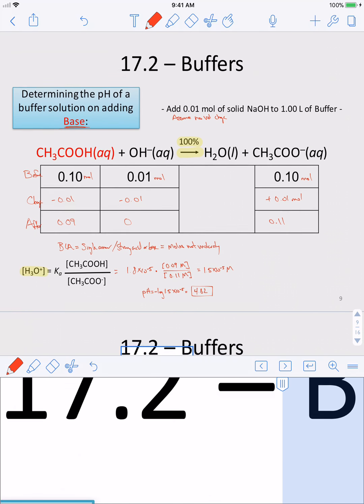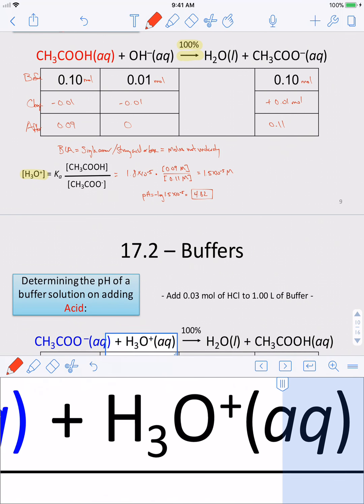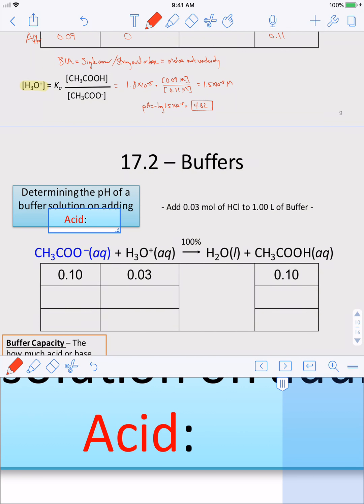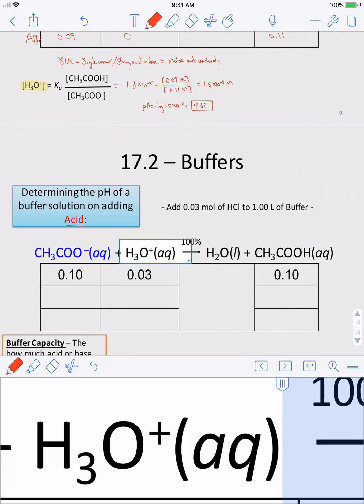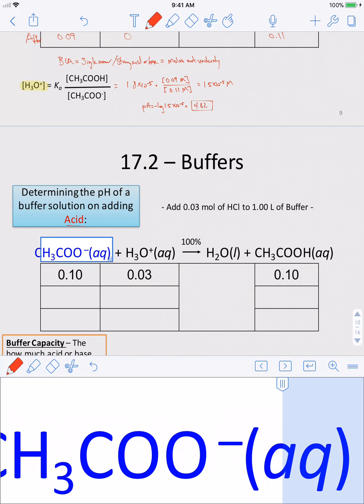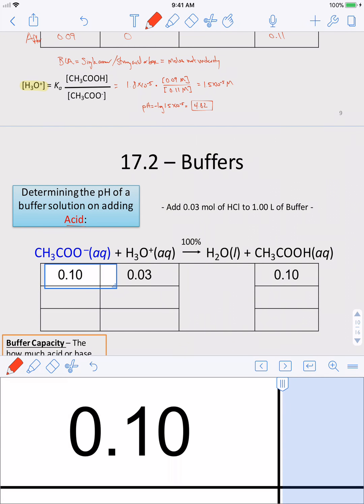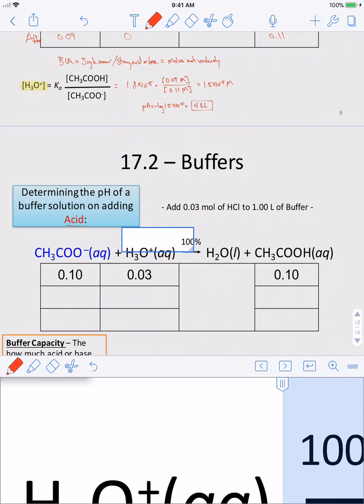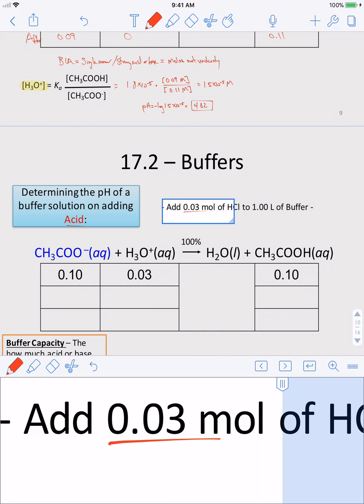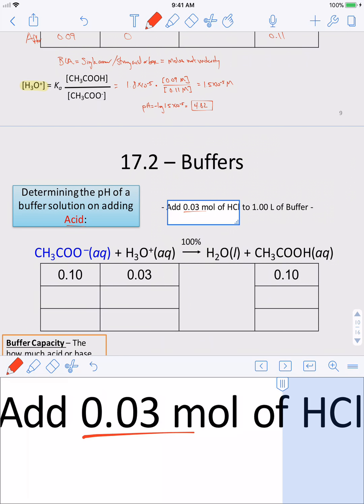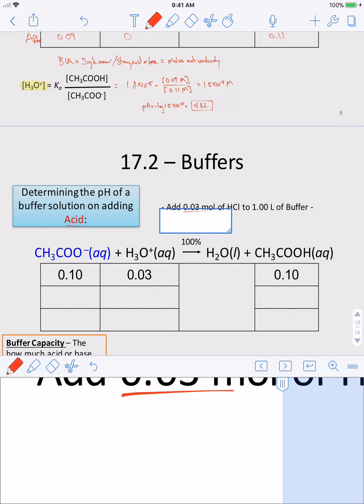All right, let's go on then. Let's determine the pH of the solution if you added an acid. So we're doing the exact same thing here, only now we're adding a strong acid, H3O plus. When we add H3O plus, it's going to look for a base. That's my acetate. We put in our number of moles here. Here we're adding 0.03 moles of HCl. And again, we're going to assume that the volume doesn't change.